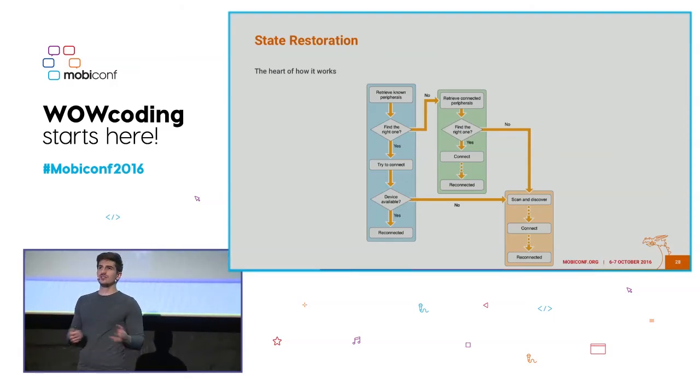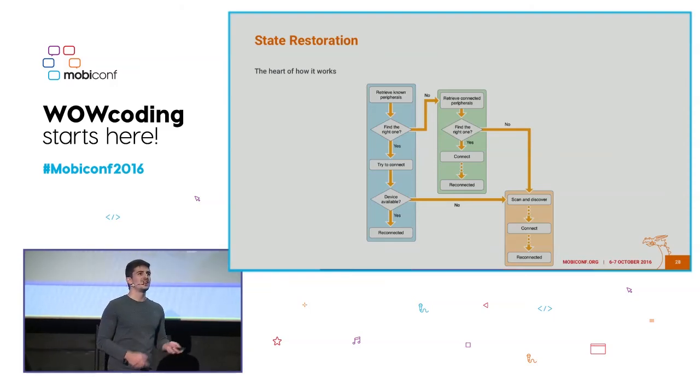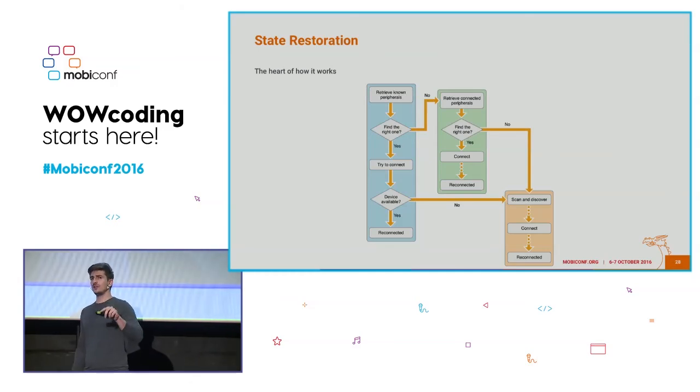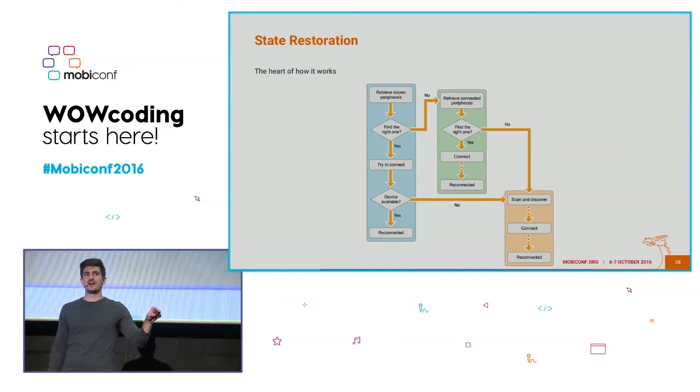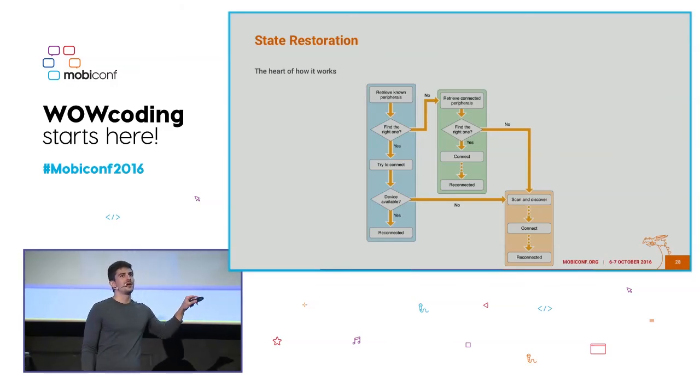Okay, you found it, you didn't, then you try to retrieve known peripherals. Known peripherals means that you've connected at least once to this guy and it's on the internal database. The only way to get rid of these identifiers and that kind of stuff is to flush the network settings. There's no other way around it, right?